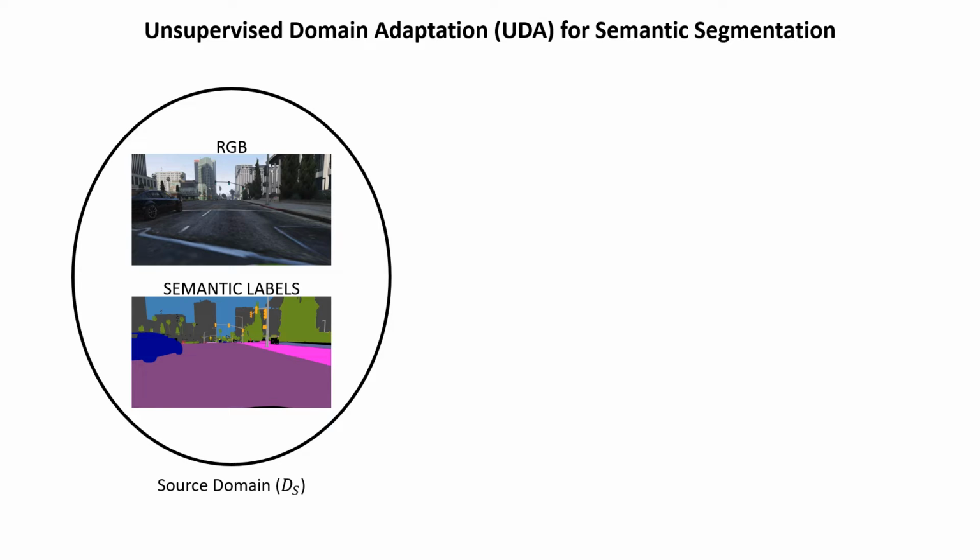Our work addresses the setting of unsupervised domain adaptation for semantic segmentation, where we are given a source domain composed of synthetic images paired with accurate semantic labels that can be used to train a deep learning model for the task of semantic segmentation.